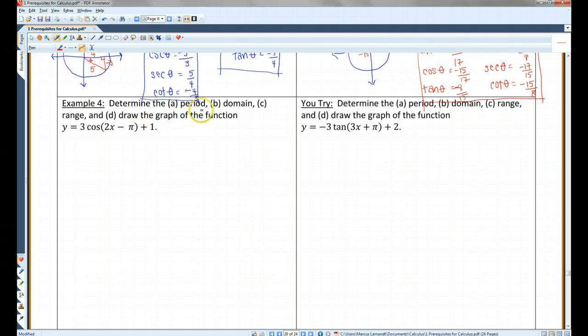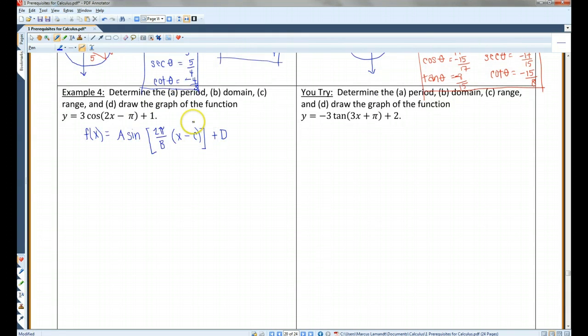Determine A, the period, B, the domain, C, the range, and D, draw the graph of this function. Personally, the way I like to do these problems, I like to graph them first and then determine all these things, but I know a lot of textbooks teach it the other way around. If you can get your trig function in this form, then you can find all of these things. If you're asked for amplitude in another problem, your amplitude is going to be the absolute value of A.